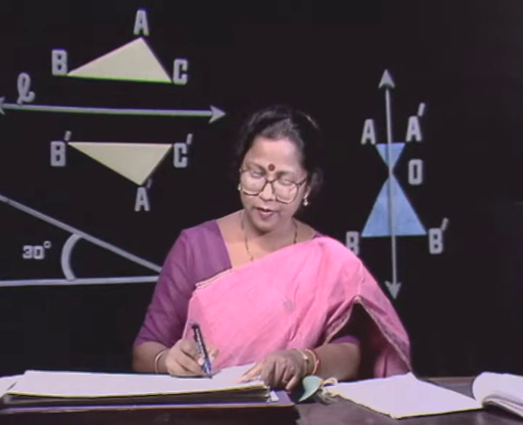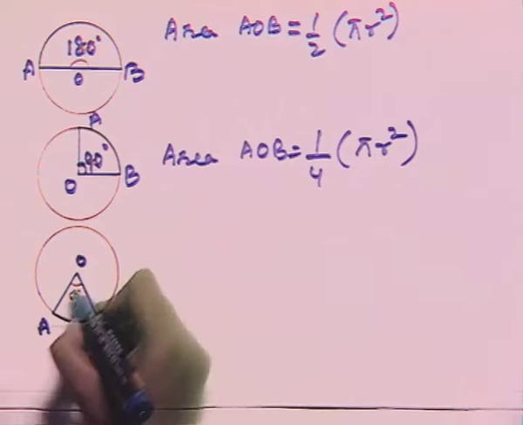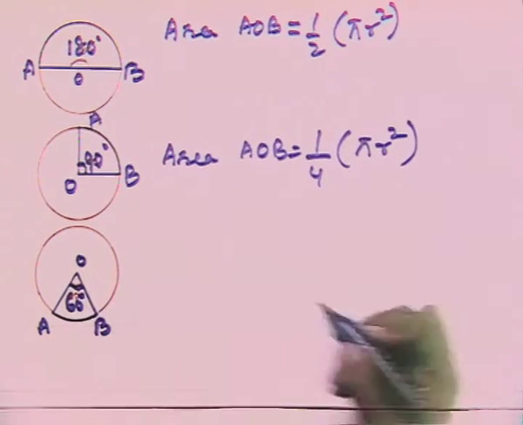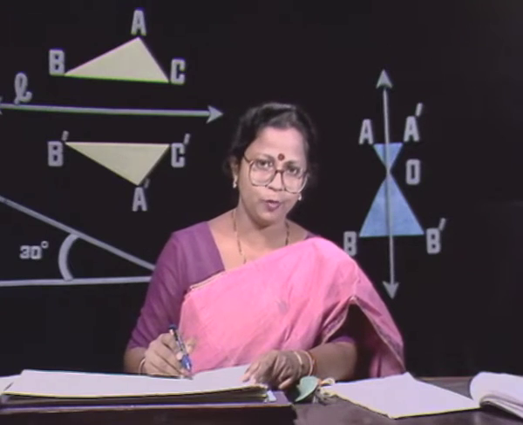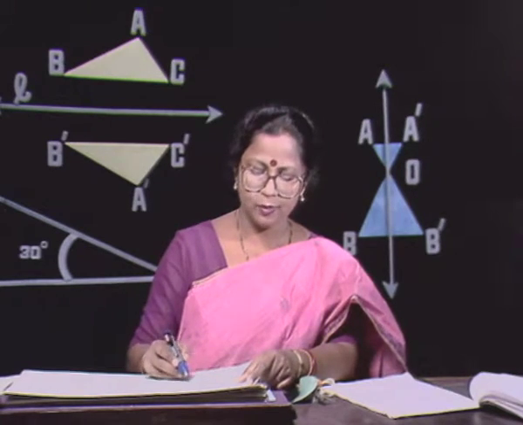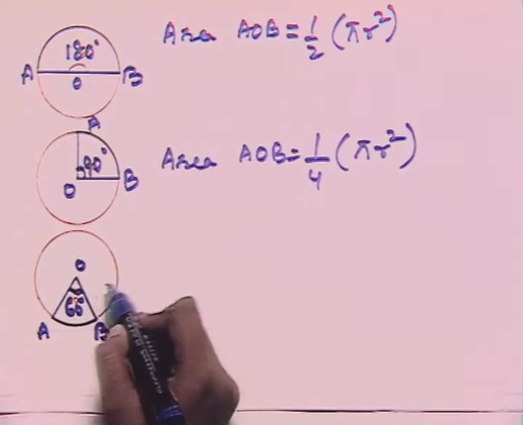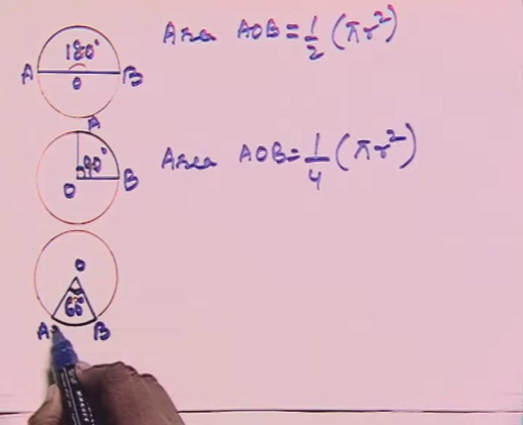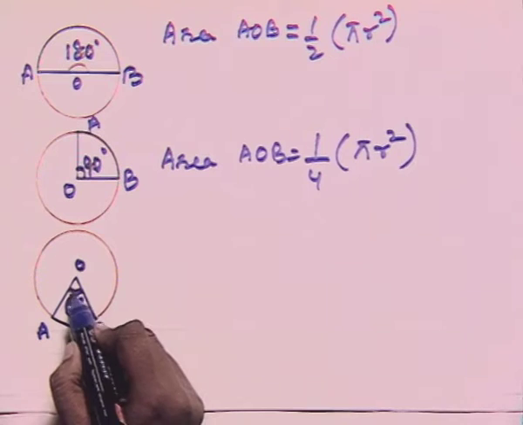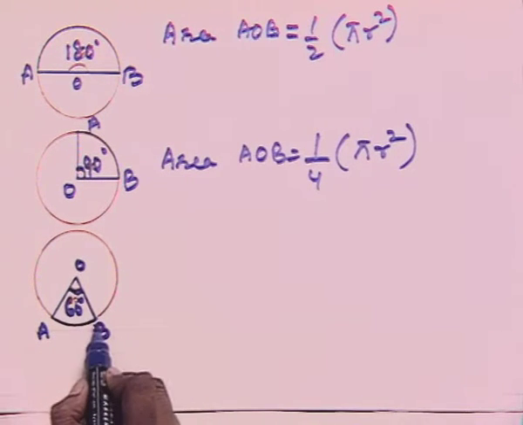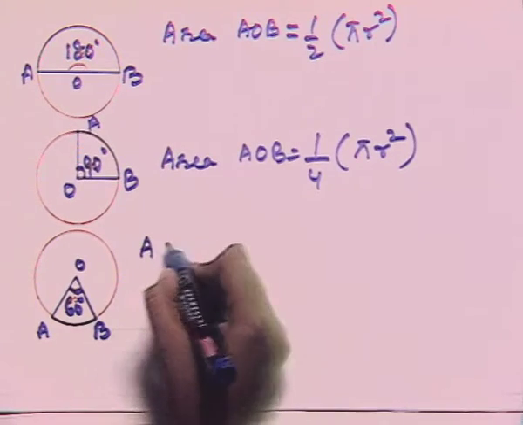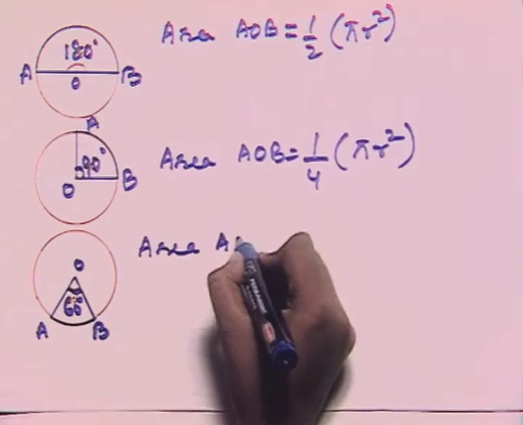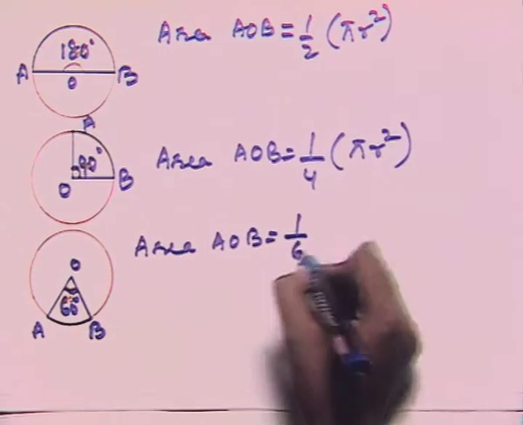Now, can you tell what will be the area of this sector AOB, which is making an angle of 60 degree at the center? Again think, what part is it of the whole circle? By the previous arguments, we can say that since the whole circle is making an angle of 360 degree at the center and this sector AOB is making an angle of 60 degree at the center, therefore, area of this sector will be 1/6 of the area of the whole circle. Thus, we can say area of the sector AOB is 1/6 of the whole area of the whole circle, that is pi r square.